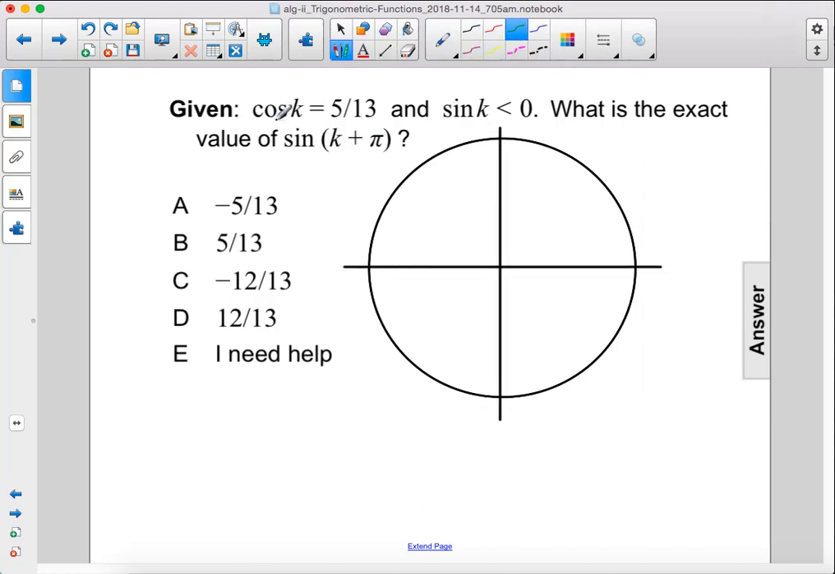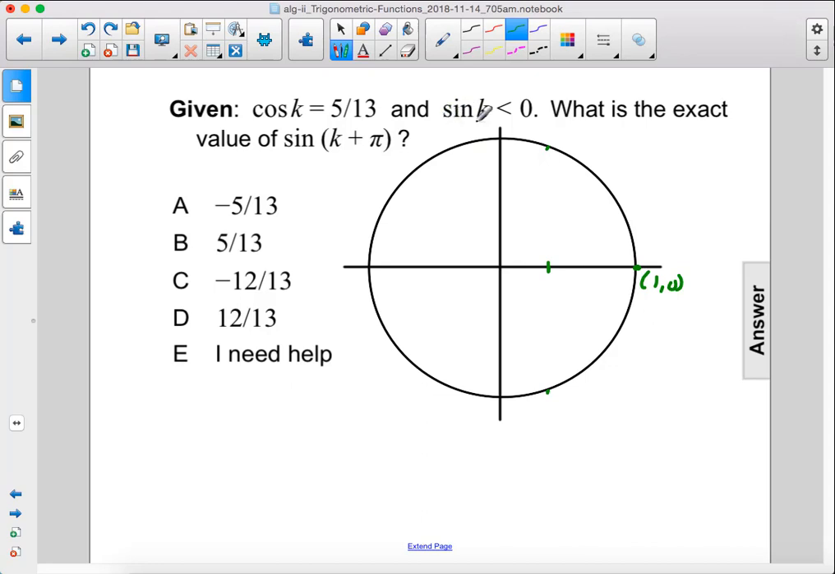And now we know that cosine k equals 5 over 13, and that's positive, so the point we're looking for is in the first or fourth quadrant, because the cosine value is positive. 5 over 13 is about 1/3, and we know that this value is at 1, so we'll estimate that the point will be about here. So it's either going to be that point or that point.